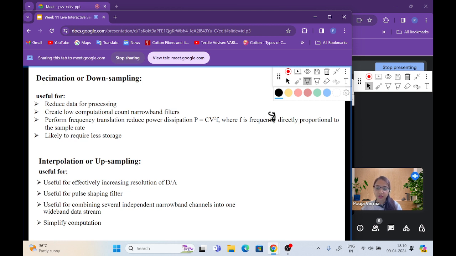It is also likely to require less storage. While interpolation or upsampling is useful for effectively increasing resolution for digital to analog converters, useful for pulse shaping filters, and also useful for combining several independent narrowband channels into one wideband data stream. It also simplifies the computations.